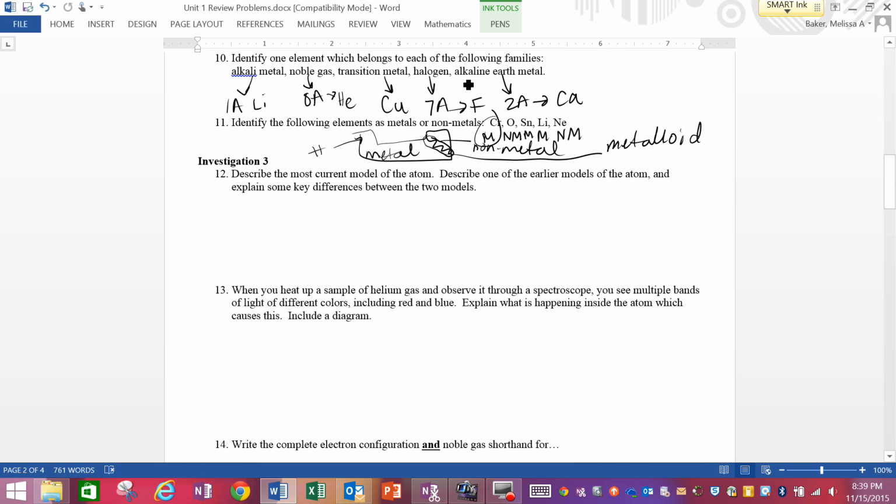Number 12, describe the most current model of the atom. Describe one of the earlier models and some key differences between the two models. So let's start with an earlier model. They used to think that atoms were just small, dense, no charge, hard little marbles, basically. So they didn't know a lot.